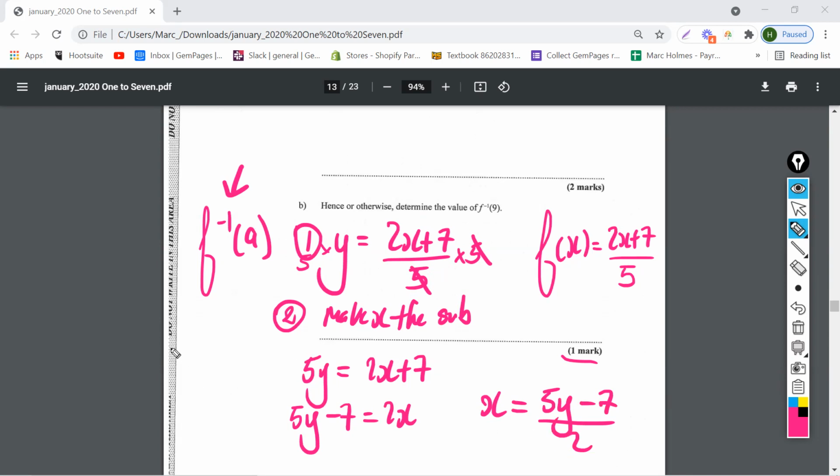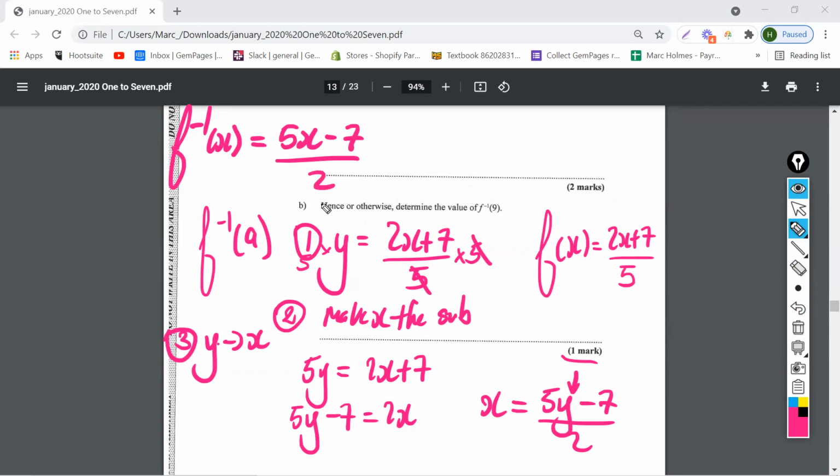So the last step, step number 3, is change the y to an x, and we're going to say f to the -1 of x is equal to, let me write it up here, sorry. Yeah, that's the last step, change the y to an x. So f to the -1 of x is equal to 5x minus 7 over 2.